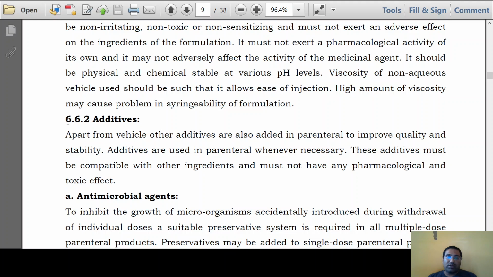Along with vehicles, additives are also used. As you know, different excipients are used for the formulation of different pharmaceutical dosage forms. Likewise, in the preparation of parenteral products, different excipients are also used. Apart from the vehicle, other additives are added in parenterals to improve quality and stability. So why are additives used? Additives used should be compatible with other ingredients, should not have a pharmacological effect, should not produce any toxicity, and should be adjustable to various pH levels.